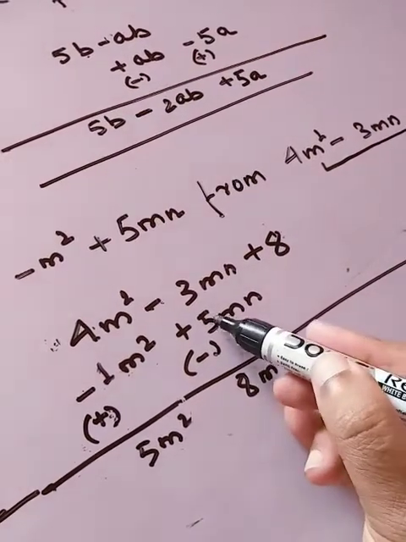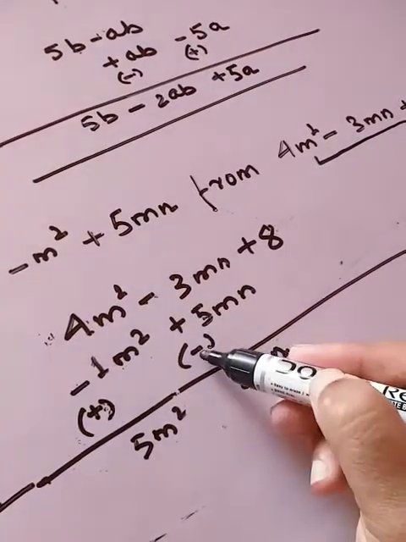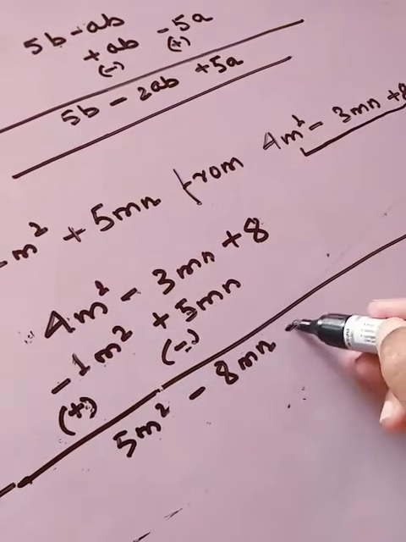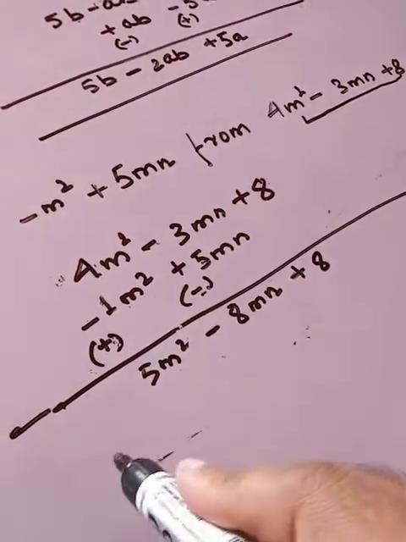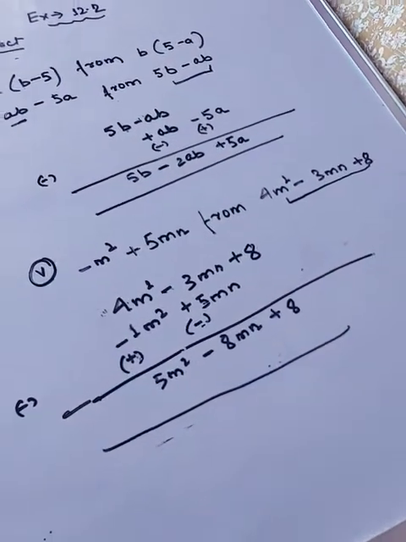Now which number is greater? 5. 5 is carrying the minus sign, so we will put the minus sign. And we don't have anything to solve out here, so we'll just write plus 8 like this. So this is your final answer of sum number 5.